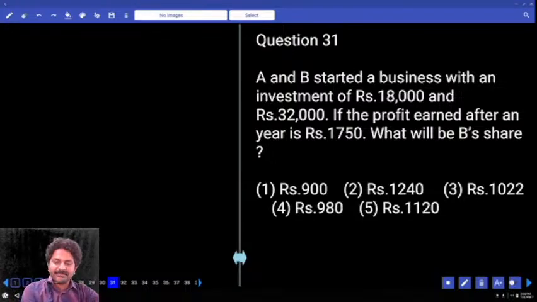A and B started a business with an investment of 18,000 and 32,000. The profit earned after a year is 1750. What will be B's share?